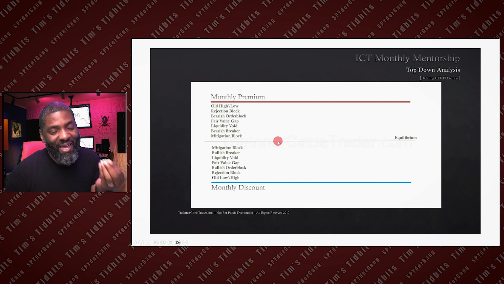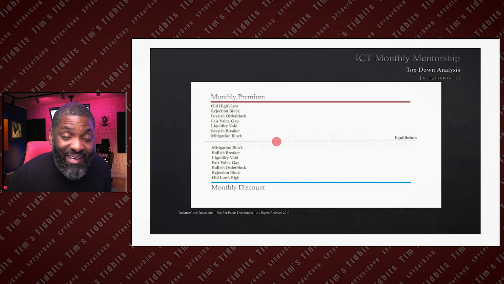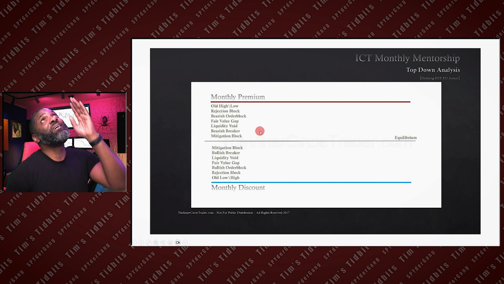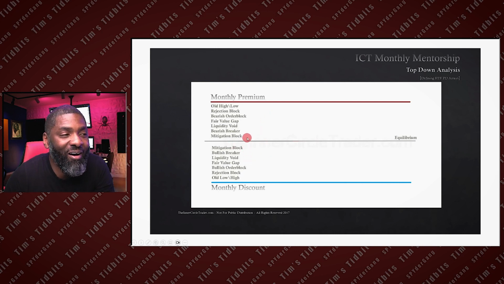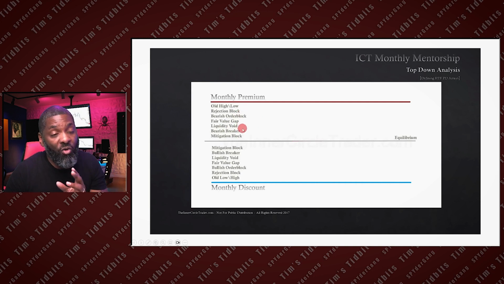For the True Blue Gang members, we had a little character called Ant-Man. And when Ant-Man is standing on equilibrium, he looks up through the price, and as he's looking up, these are the PD arrays he's going to come across. All of them are not going to be present at the same time. There can be multiple, but they're not all going to be there.